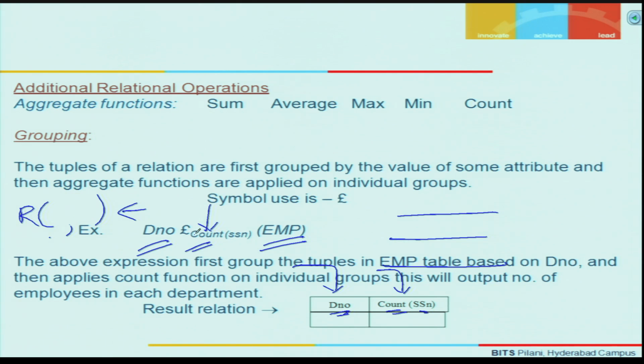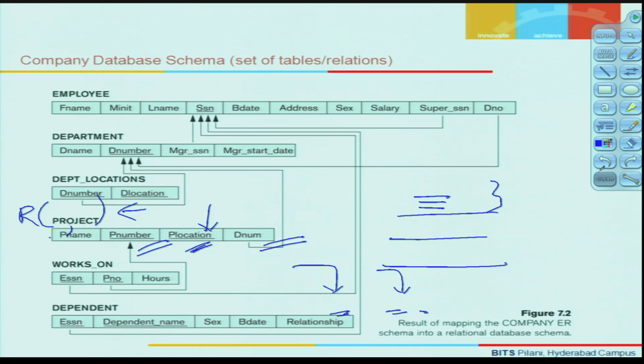That is why when you are applying aggregate functions, first you need to apply grouping, then you need to apply the aggregate function. The aggregate operations will be performed on the individual groups rather than on the entire table. So the count operation is going to count how many tuples are there in each of the groups. That is equivalent to the number of employees working in each group.